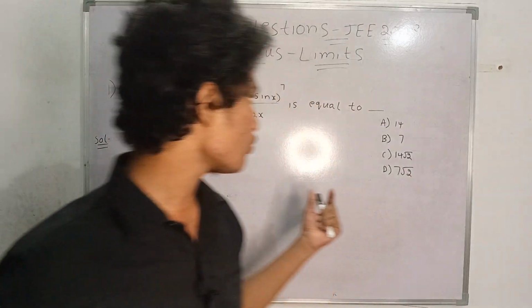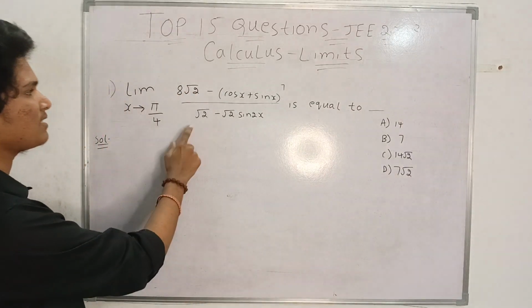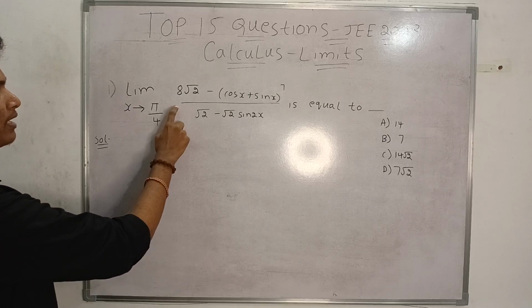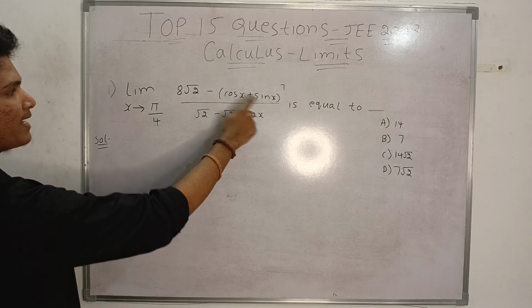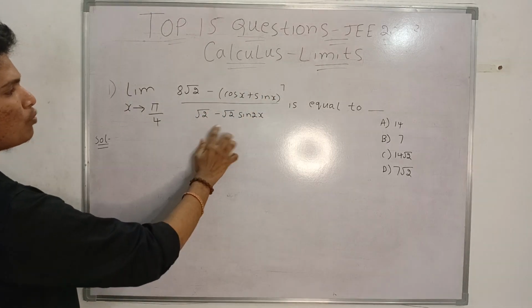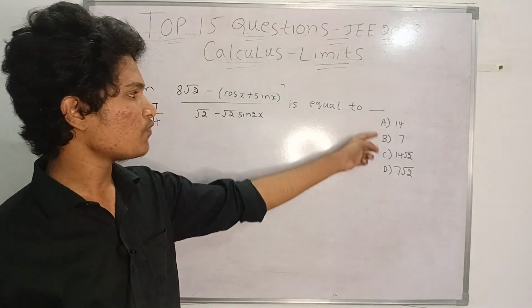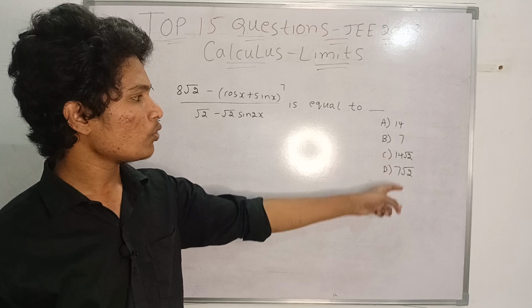And now let's discuss the questions one by one. So basically, this is the first question: the limit as x tends to pi by 4 of (8 root 2 minus (cos x plus sin x) whole power 7) divided by (root 2 minus root 2 sin 2x) is equal to, and here are the options: 14 root 2, 7 root 2.